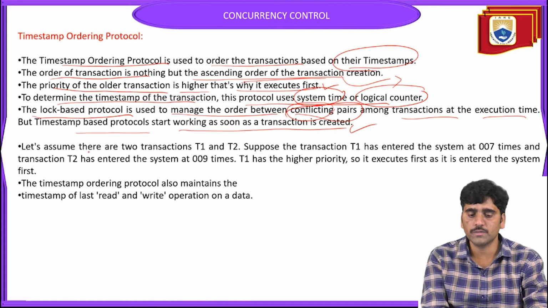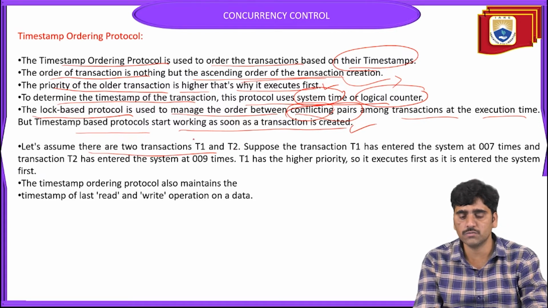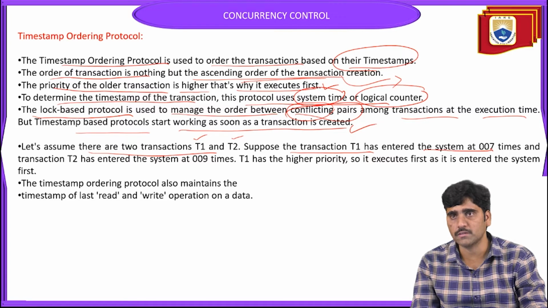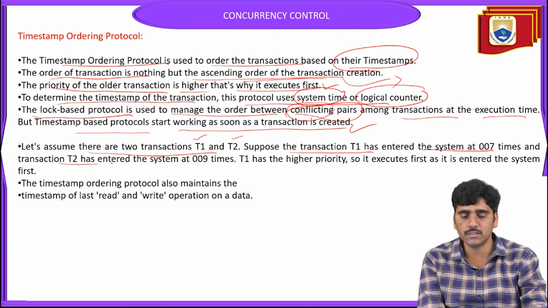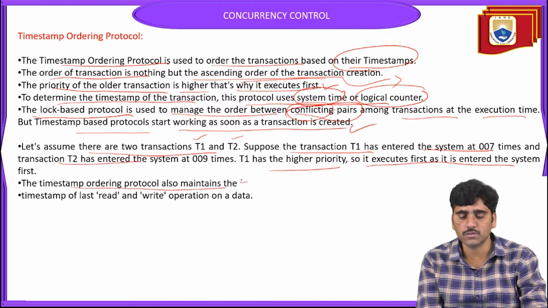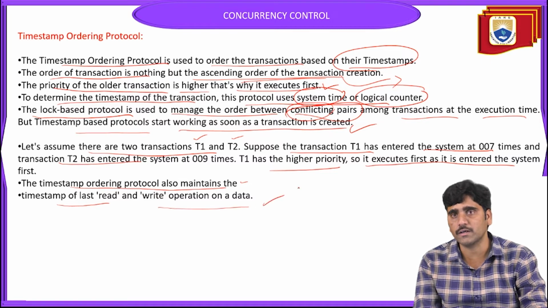So let us assume there are two transactions. One is T1 and the second one is T2. Suppose the transaction T1 has entered the system at time 7. That means it appeared for the first time, and the transaction T2 has entered the system at time 009. So T1 has the higher priority, so it executes first and entered the system first. The timestamp ordering protocol also maintains the timestamp of the last read and write operation of the data.